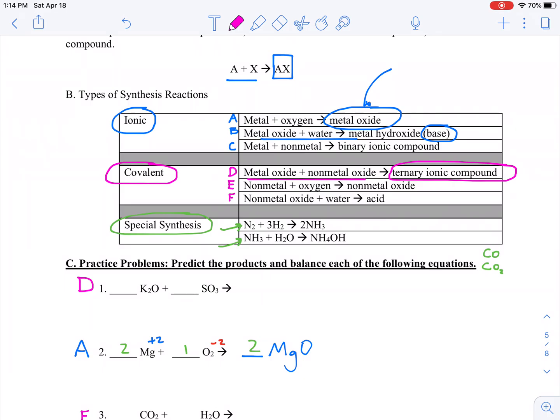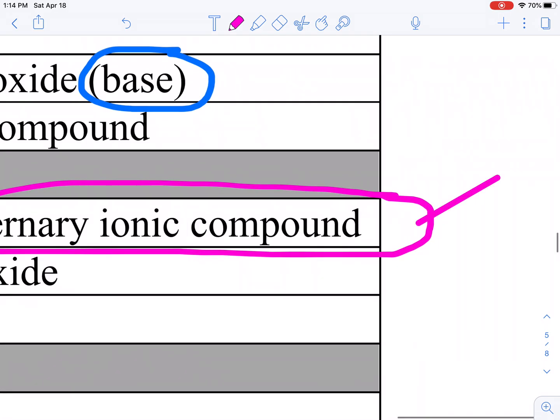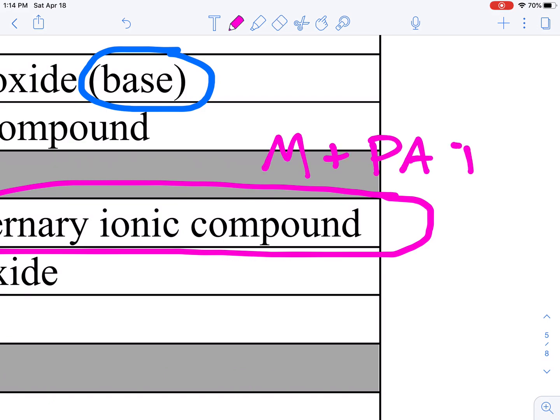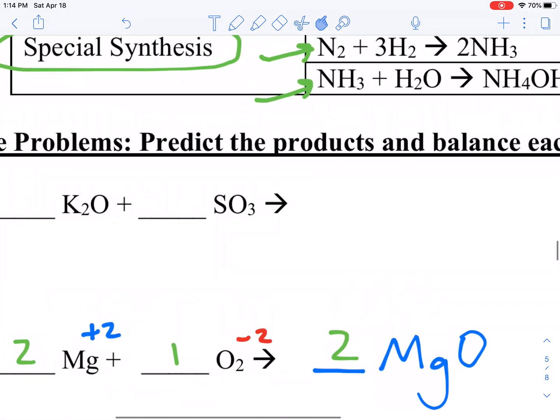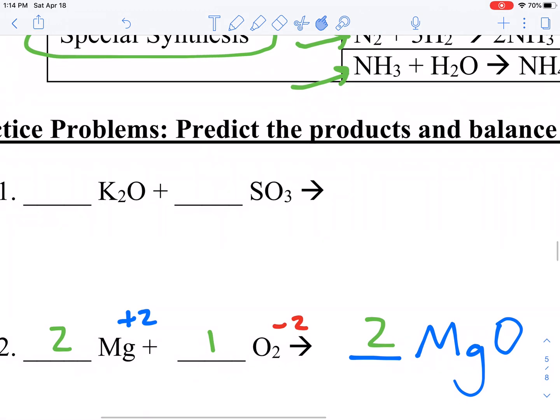So a ternary ionic compound basically means a metal plus a polyatomic ion. Right, so we're putting together a metal and a polyatomic ion. And if you look at the one that we're doing, K2O plus SO3, there's only one metal here. The metal involved is K with a +1 charge. Right? So K+1 is the only metal in that entire compound. Sulfur is a nonmetal, oxygen is a nonmetal.